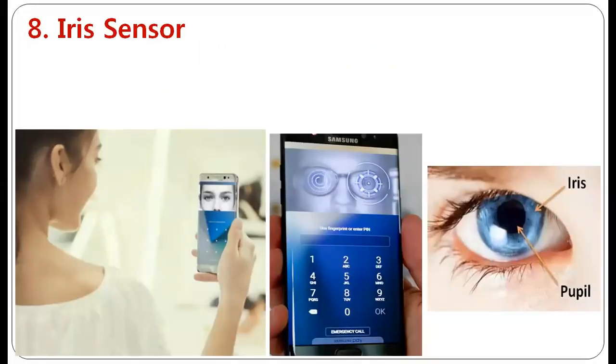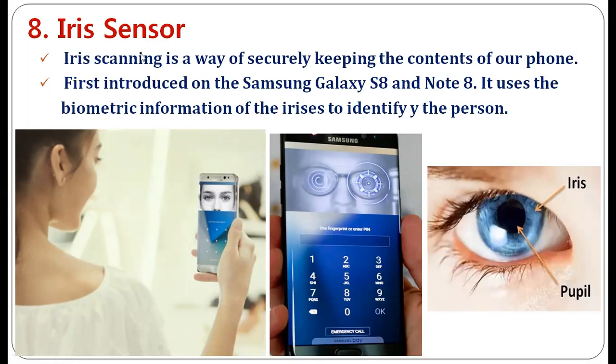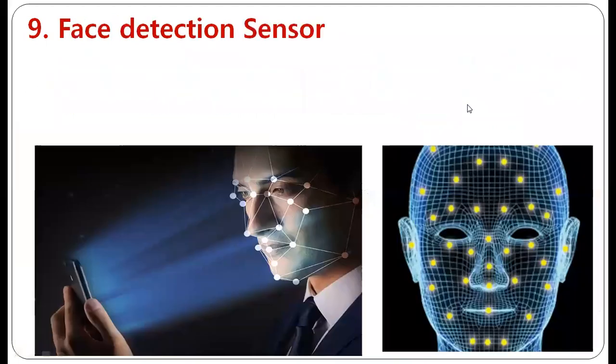Then iris sensor. In some of the phones, we can find this type of sensor also. It will capture the iris, and then according to that, we can unlock the phones. Iris scanning is a way of securely keeping the content of our phone. It was first introduced in the Samsung Galaxy S8 and Note 8 in 2017, I think. After that, in almost the S series and Note series, we can find this sensor. It uses the biometric information of the iris to identify the person.